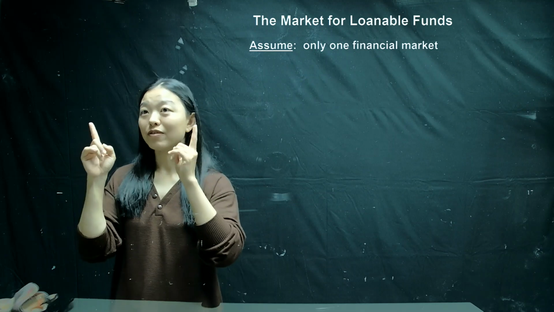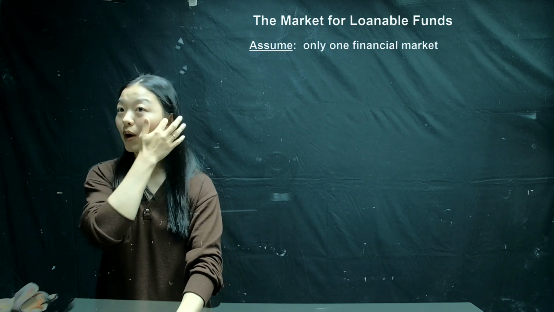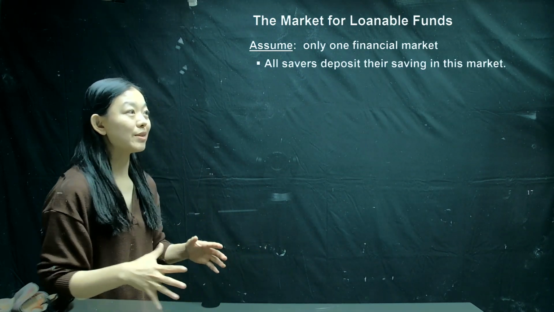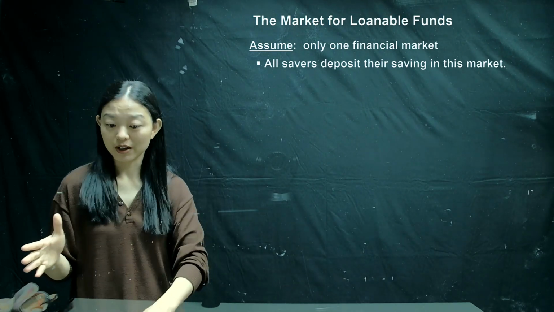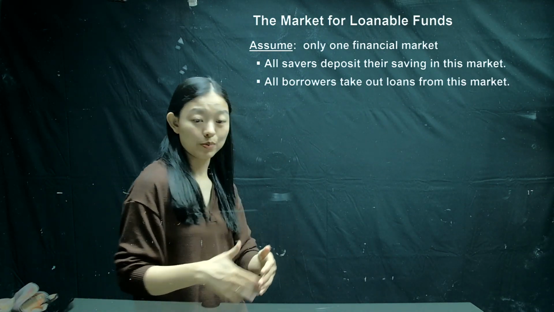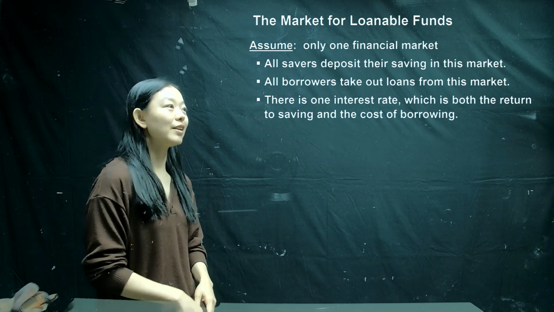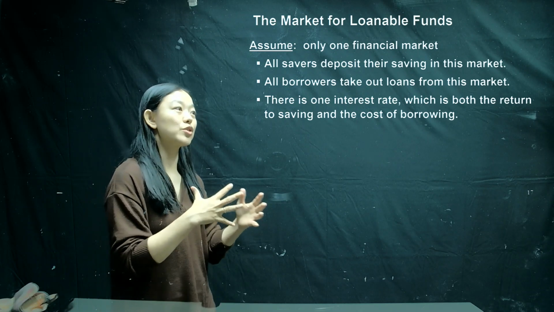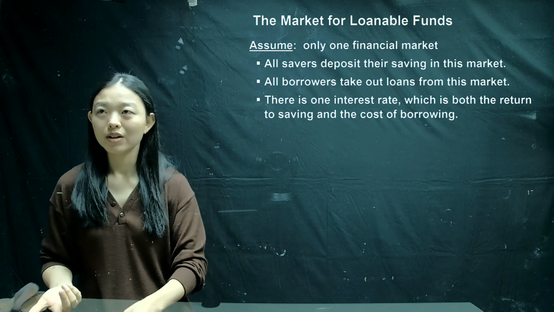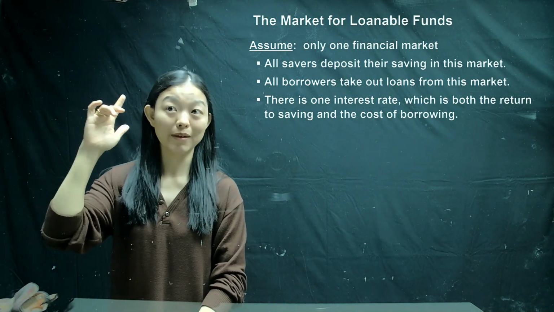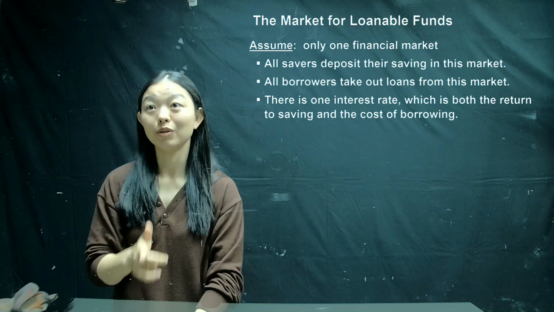So we will still use the supply and demand model in the loanable funds market. Assume there is only one loanable funds market, and all the savers deposit their savings in the market. All the borrowers take out loans from this market. Then there is only one interest rate, which is both the return to saving and the cost of borrowing. So now we have the demand side, the supply side, and the price for loanable funds.